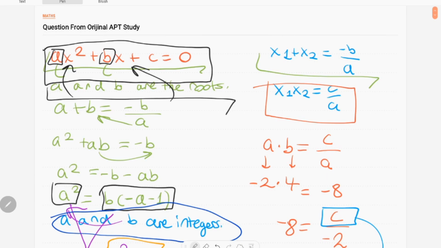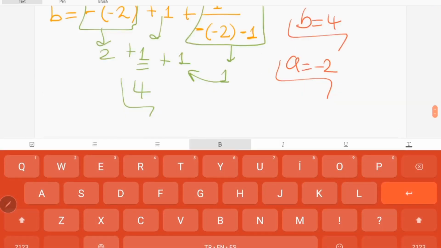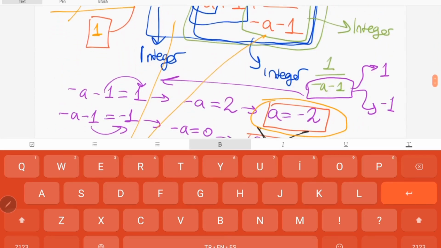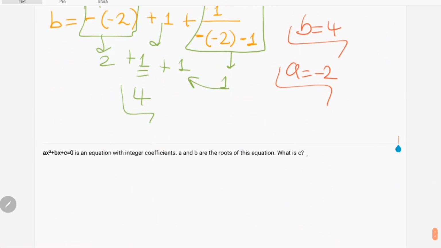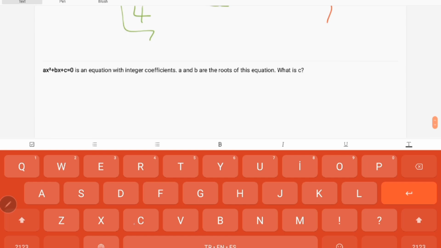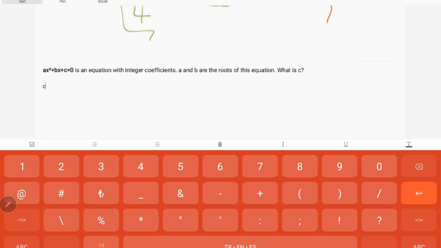So what was the question? It asked us C. And we found C. What is C? We can write C equals 16.